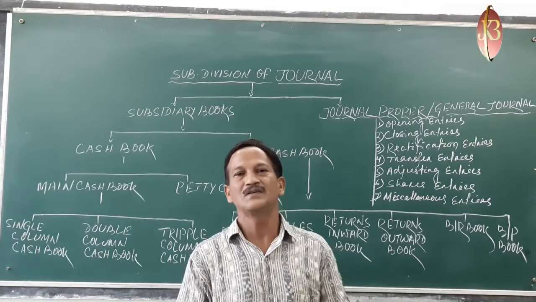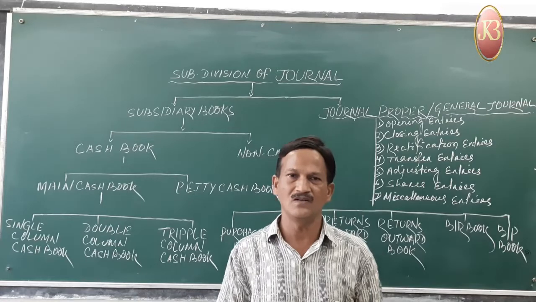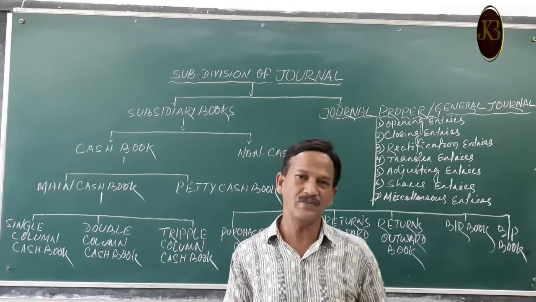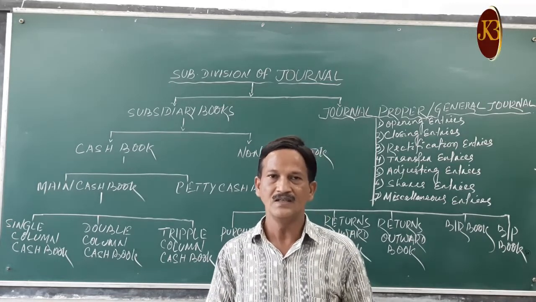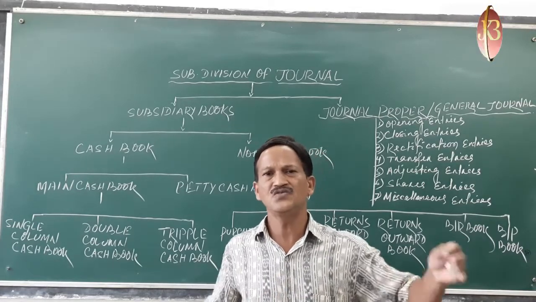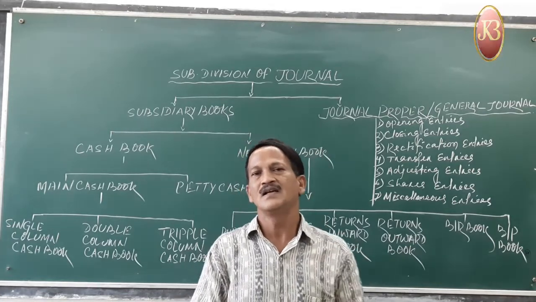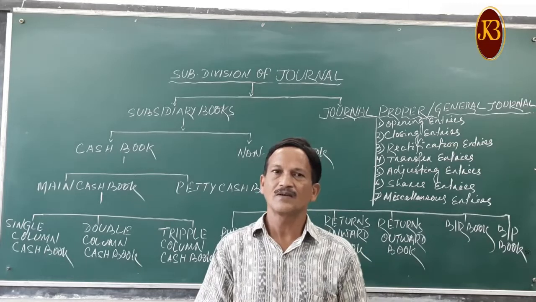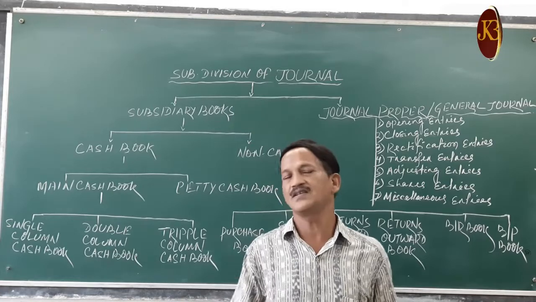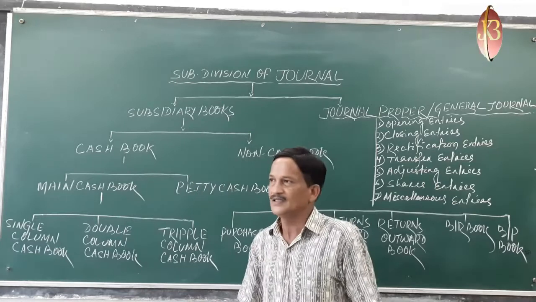Sometimes the transactions are so heavy that it is not possible to record them in one book, which is called the book of prime entry or the book of original entry. That's why, to avoid the huge records of numerous transactions, accounting makes a simplification of the journal. So simplification of the journal is nothing but the subdivision of journal.